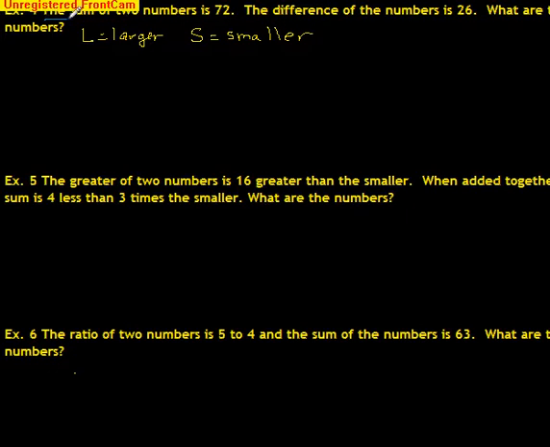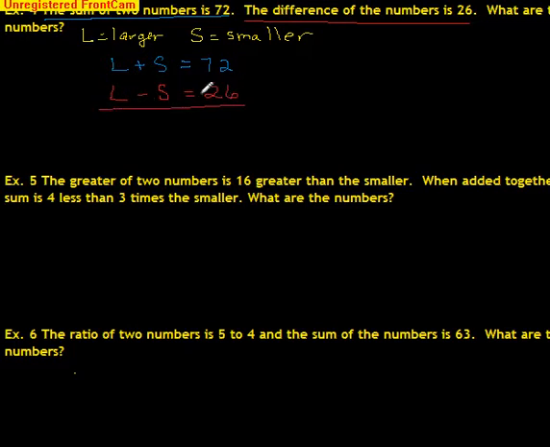It says the sum of the two numbers is 72. So the larger plus the smaller equals 72. Now it says the difference between the two numbers is 26. So this is why we have to have the variables labeled larger and smaller, because you don't want to subtract the larger from the smaller number. So the difference of the numbers, so the larger minus the smaller equals 26. And look at this. We have an easy elimination problem. So we need to know when to use elimination, when to use substitution.